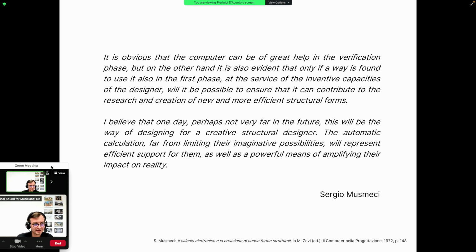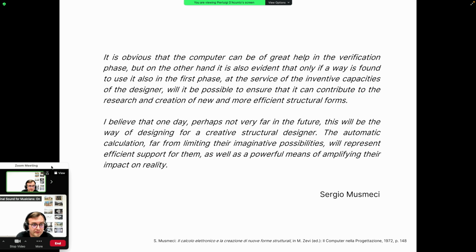Okay, so that's it. I would like now to close my talk, again going back to Sergio Musmeci. He says, it is obvious that the computer can be of great help in the verification phase, but on the other hand, it is also evident that only if a way is found to use it also in the first phase at the service of the inventive capacities of the designer, will it be possible to ensure that it can contribute to the research and creation of new and more efficient structural forms.